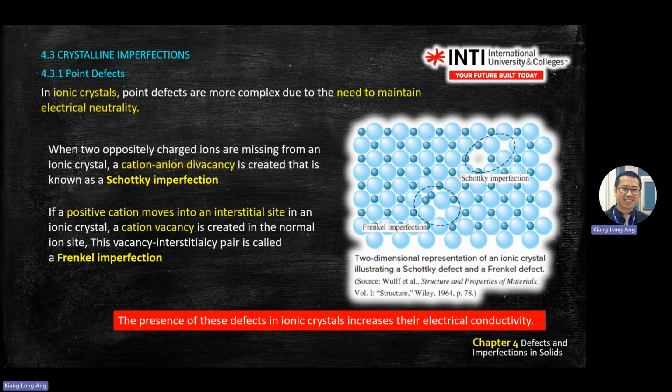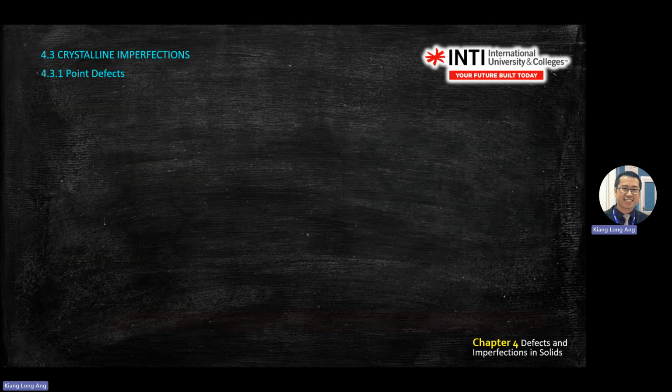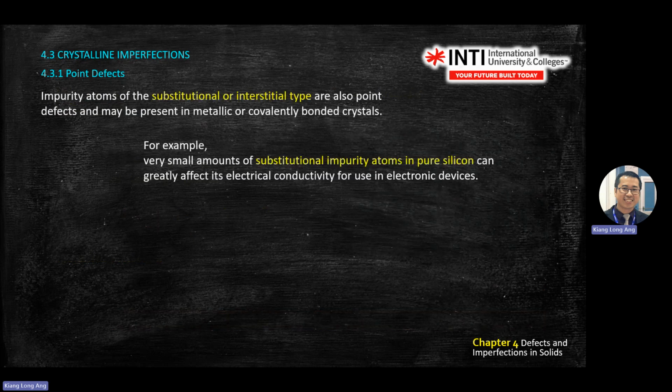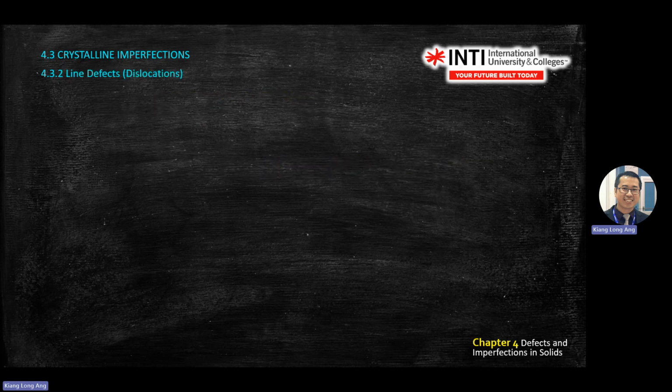The presence of this defect, either Schottky or Frenkel, because they involve ions, will increase the conductivity. It's something a bit new. If you involve Schottky or Frenkel, they will link to conductivity because they are ions. Another one is substitutional impurity. This one is the substitutional or interstitial type. They can also be caused by impurity atoms.